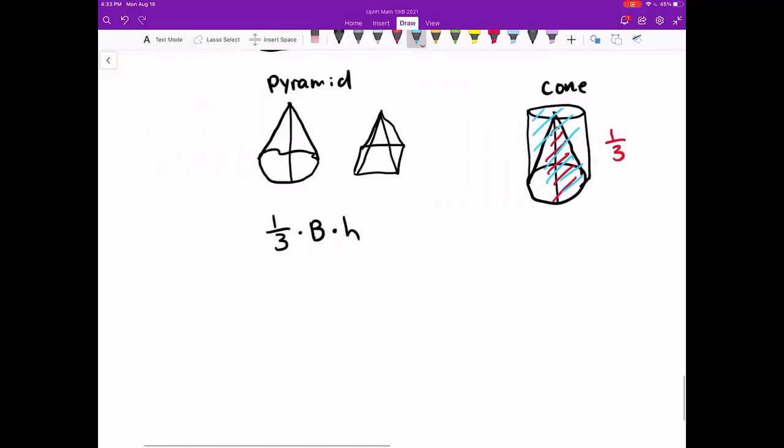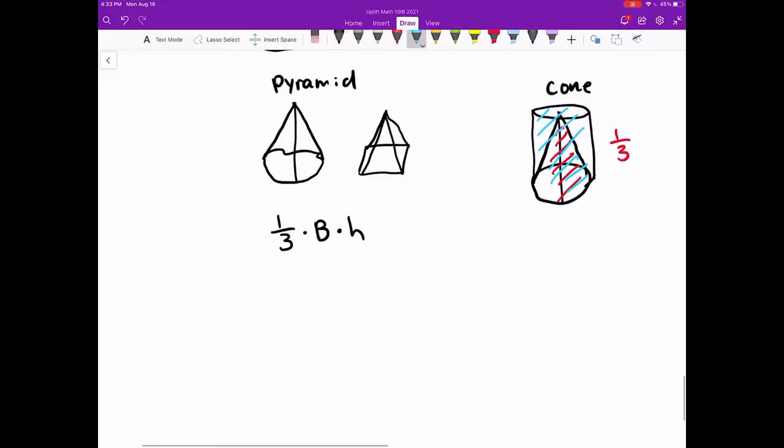Right. Should we move on to examples now? Let's do the surface area as well. Just talk about it. Okay, sure.